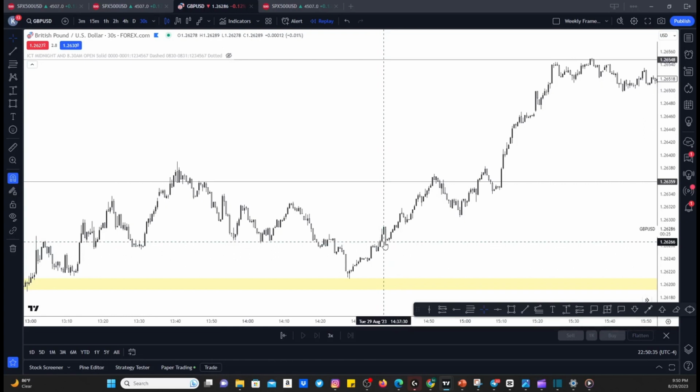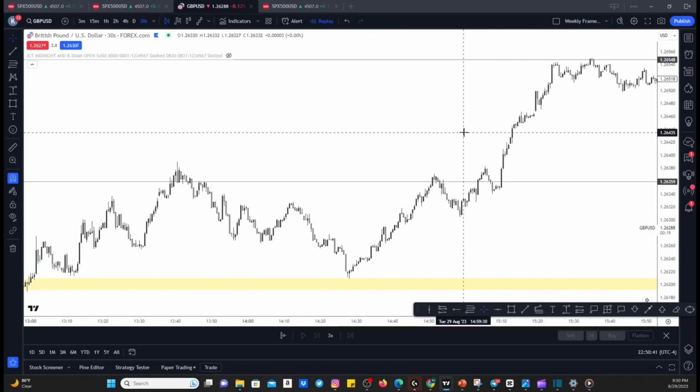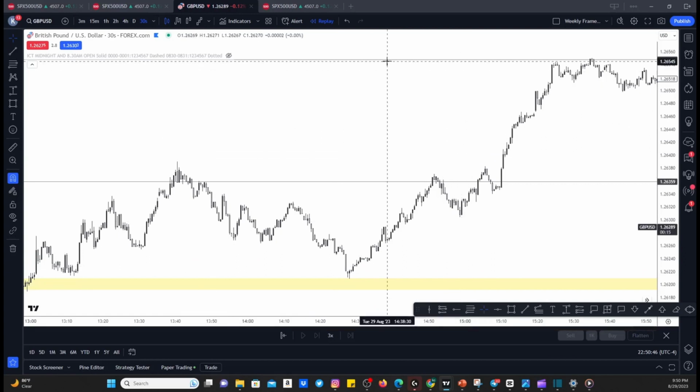But I've entered right here, stop loss below here, or stop loss below this consolidation here, and I would expect the price to, of course, run out these highs and then run out the other liquidity pool we had up here. So that's kind of how I would have entered the trade right here.